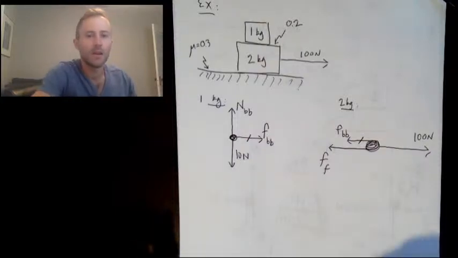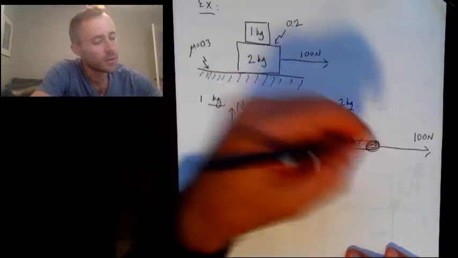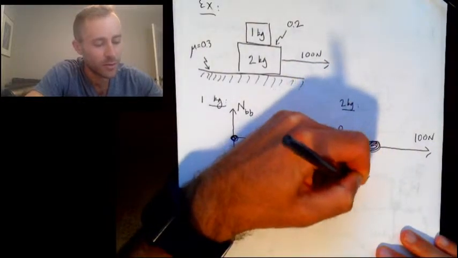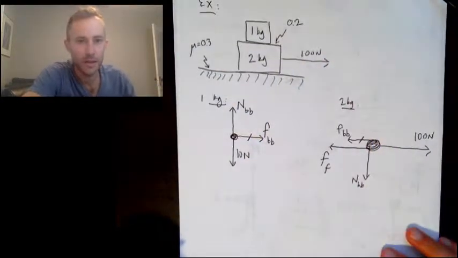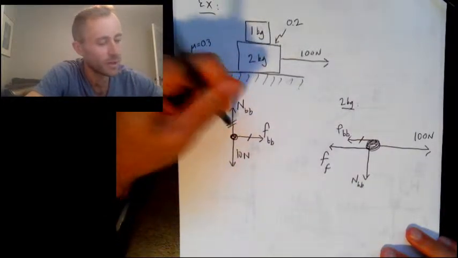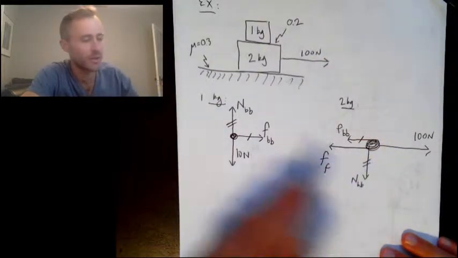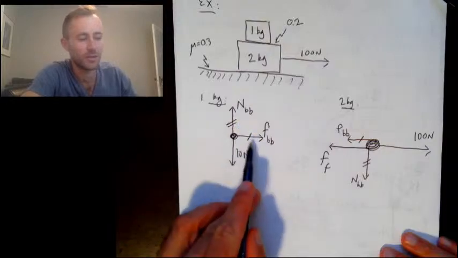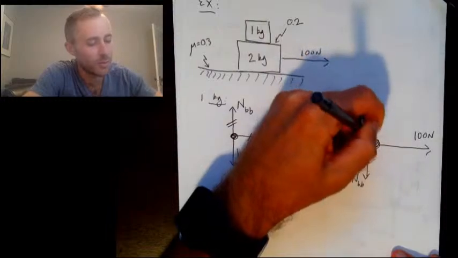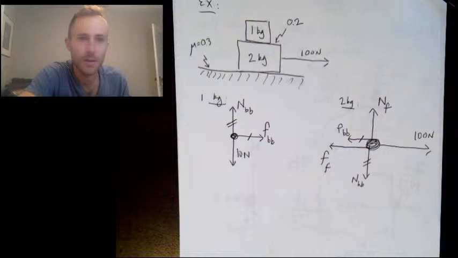The 2 kilogram block is being pushed down by the block above it. So there's going to be a downward normal force between the blocks on the 2 kilogram block. And this force is an action-reaction pair with that force. So those two have to have the same size. Okay, so I'll put a double slash to indicate that these two are equal, but not necessarily the same thing as those two. And then we also have a normal force from the floor.